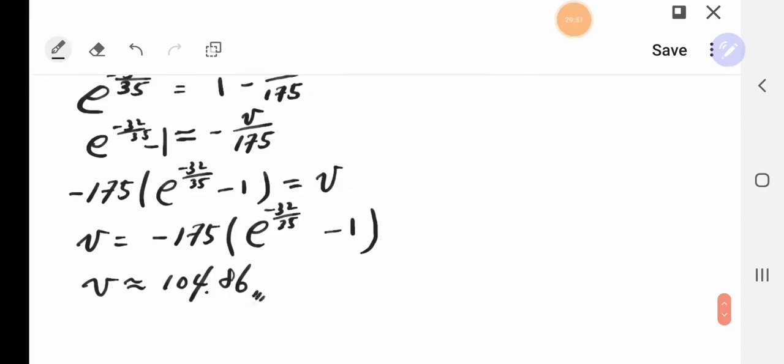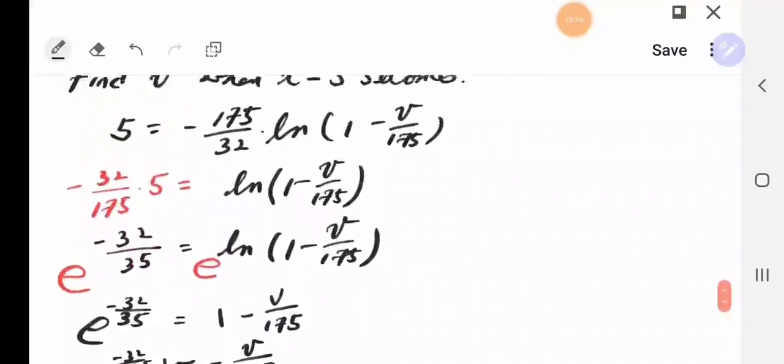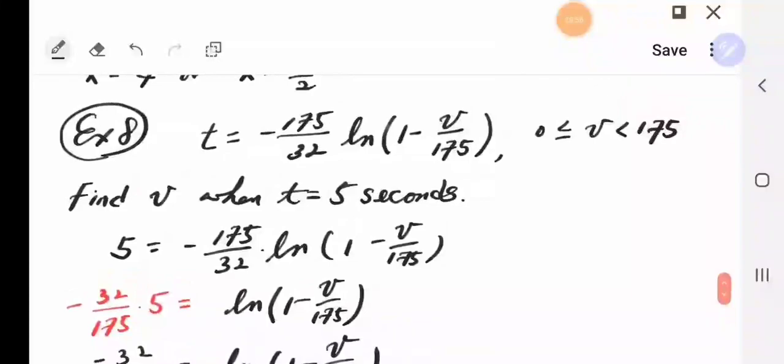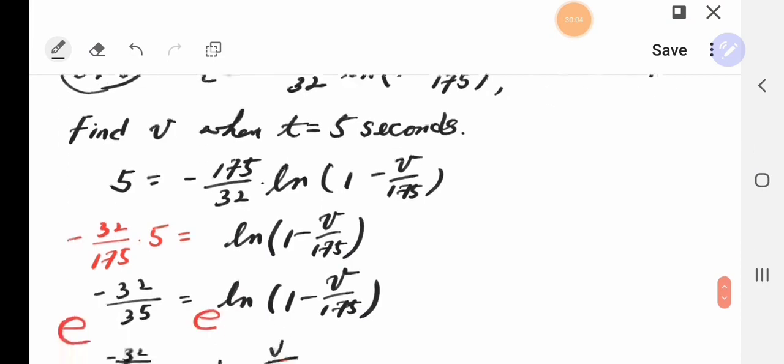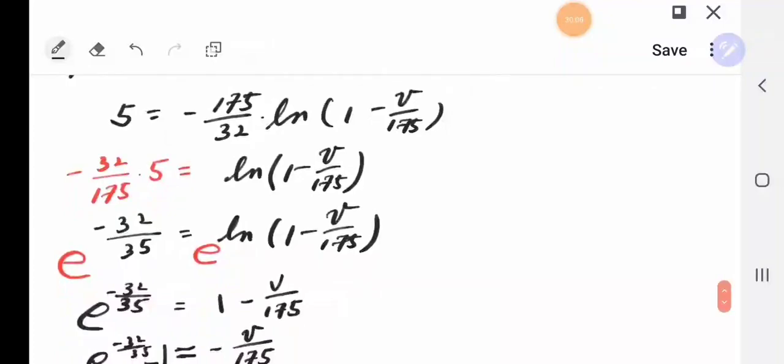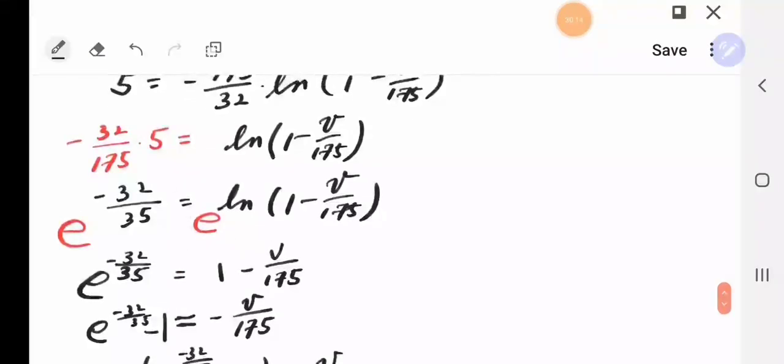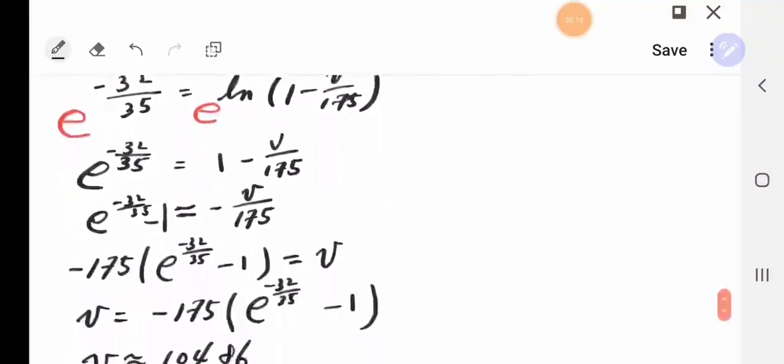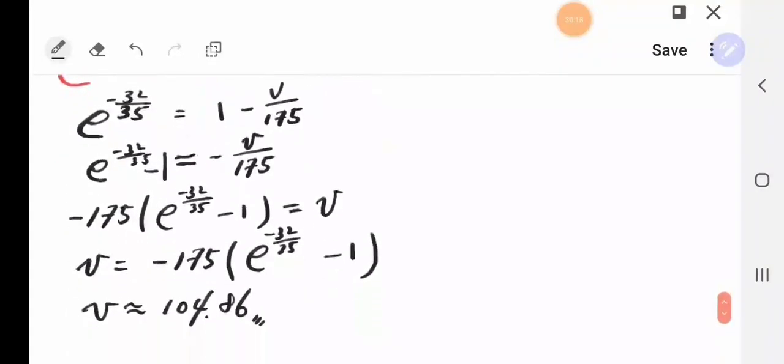So in this case, when we solve an equation containing natural logarithm, simplify the equation so that you have the natural logarithm on one side. Then once you have a natural logarithm on one side, take base e on each side so you can remove the natural logarithm. Then the rest is simple. Just solve for v in this case.